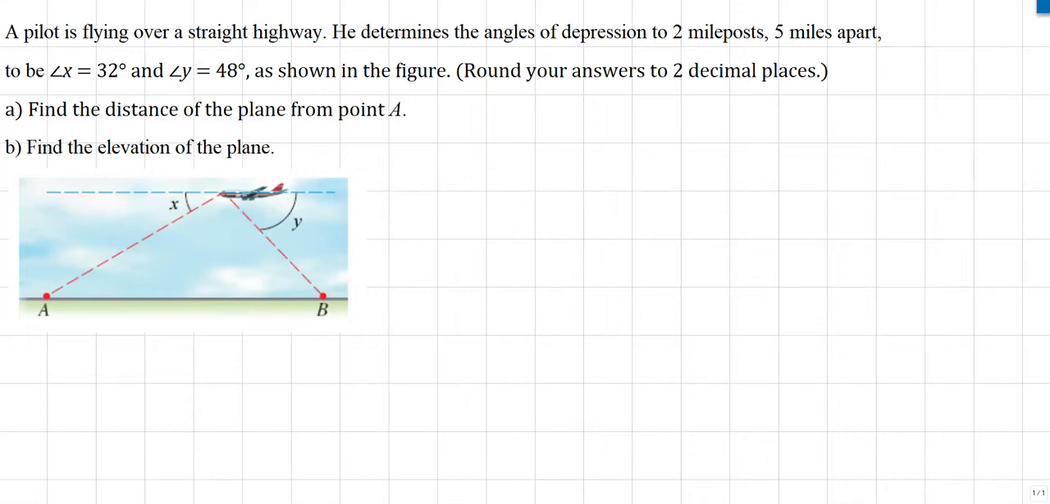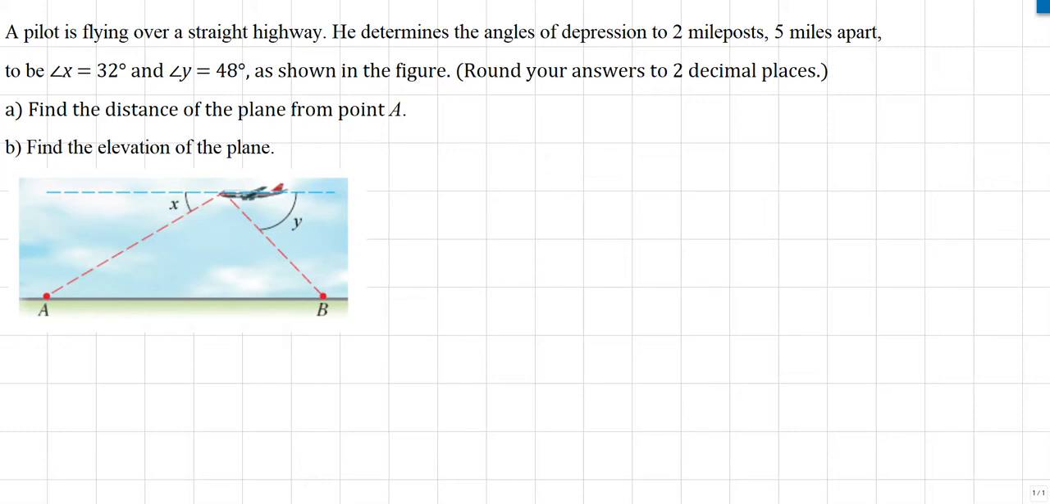A pilot is flying over a straight highway. He determines the angles of depression to two mileposts, 5 miles apart, to be angle x equals 32 degrees and angle y equals 48 degrees, as shown in the figure. Round your answers to two decimal places. A, find the distance of the plane from point A. B, find the elevation of the plane.